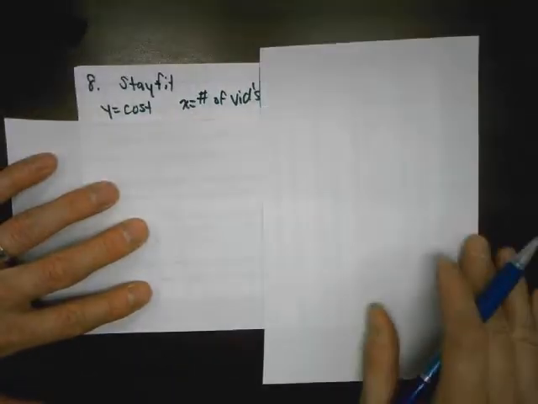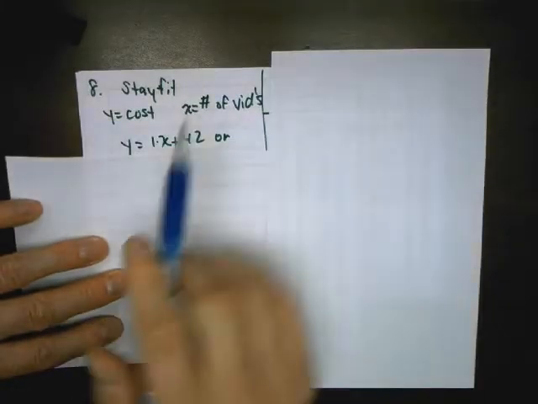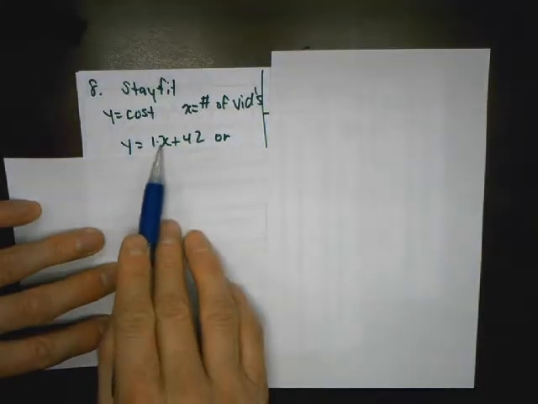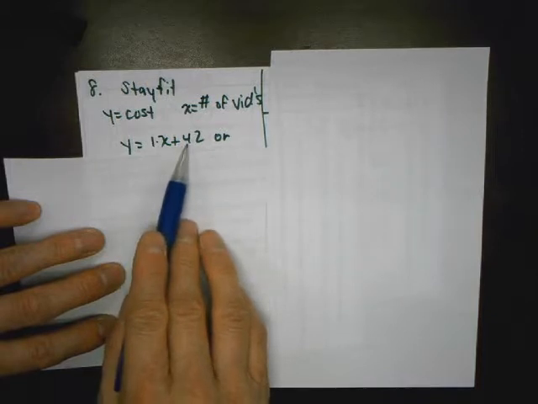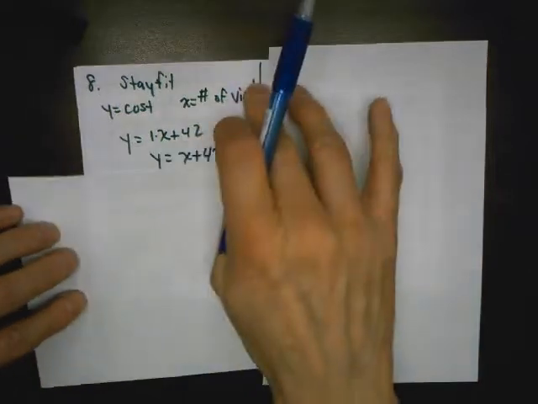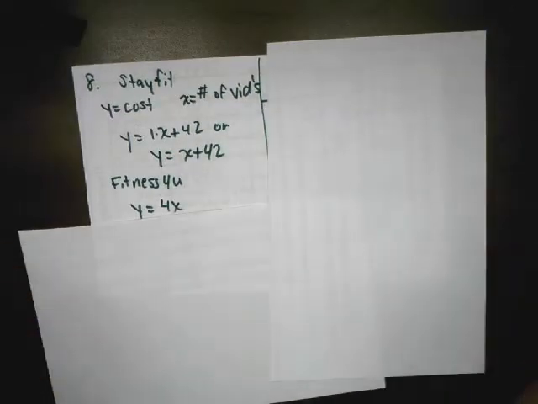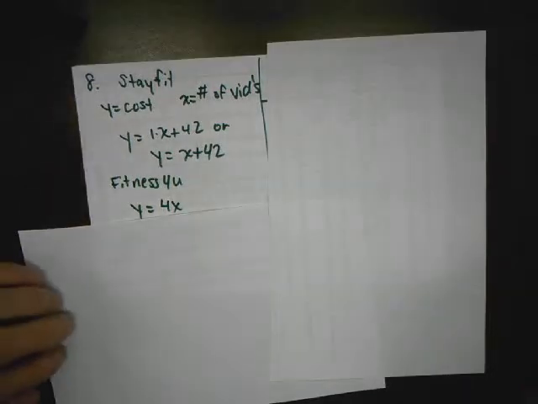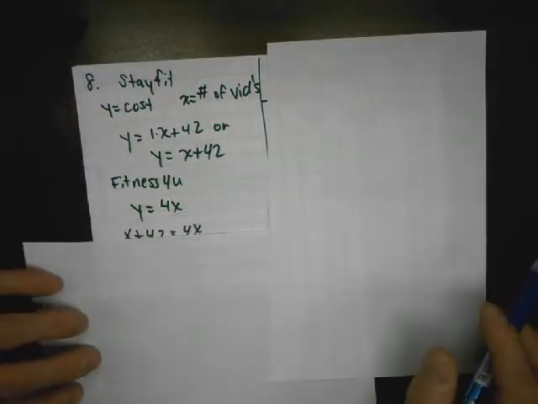Okay, so for number 8, Stay Fit charges some money. So we're going to let y equal the total cost and x equal the number of videos. Okay, so they charge $1 per video, 1x, plus $45 one-time initiation fee, membership fee. In other words, it's x plus 45. Fitness For You is just $4 per video, or 4x. When are they the same? I set them equal to each other.